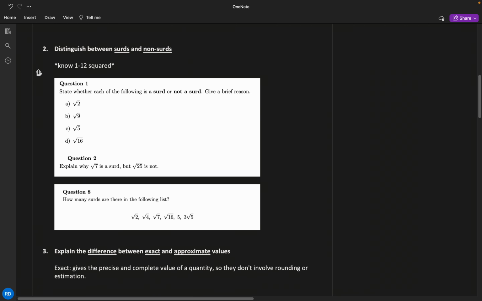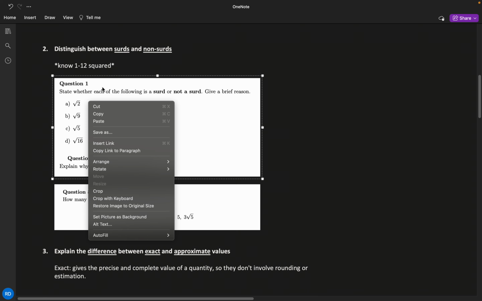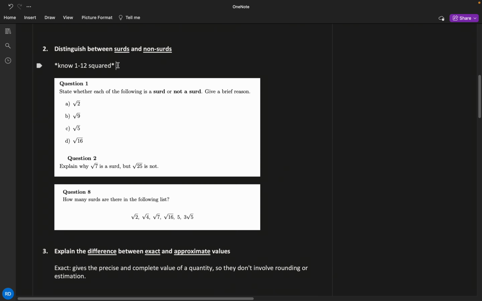Alrighty, so number 2. Distinguishing between surds and non-surds. So I've just put here to know 1 to 12 squared. This one's pretty simple. It's just recognizing what surds are. To be honest, I couldn't tell you what 13 squared is or higher than that, just because they don't really go higher than that unless maybe it's tech active or something, but surds aren't as relevant then anyways. So if you just know 1 to 12 squared, you'll be able to recognize that pretty easily. So an example, let's go through these ones.